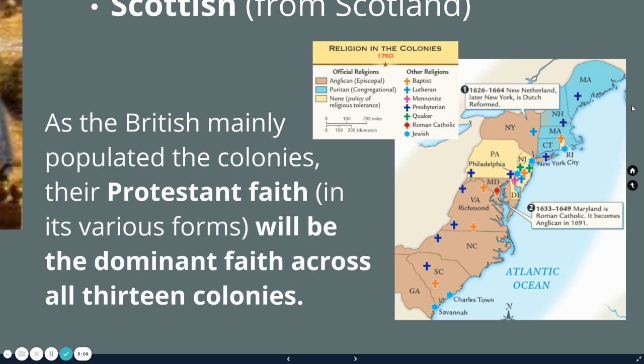But of course, Puritanism and Anglicanism, both of these are versions, sects, of the Protestant faith, which is going to be the dominant faith across all of the 13 colonies, across all of the three general colonial regions. And you can see that represented here from our atlas, where you had all of these different crosses representing the different Protestant faiths. You also have some of those here with the Anglican and the Puritan churches as well.